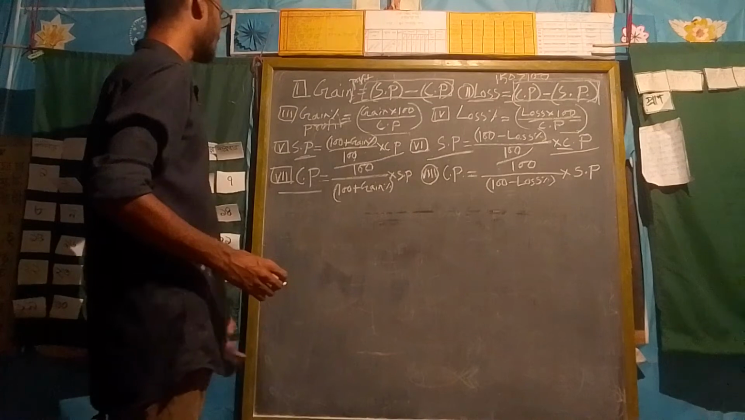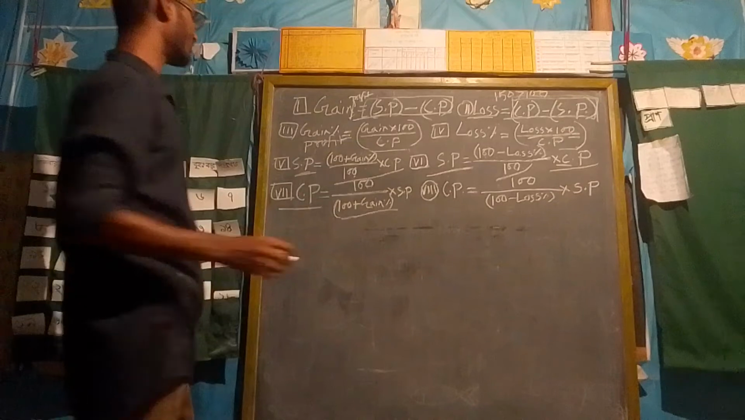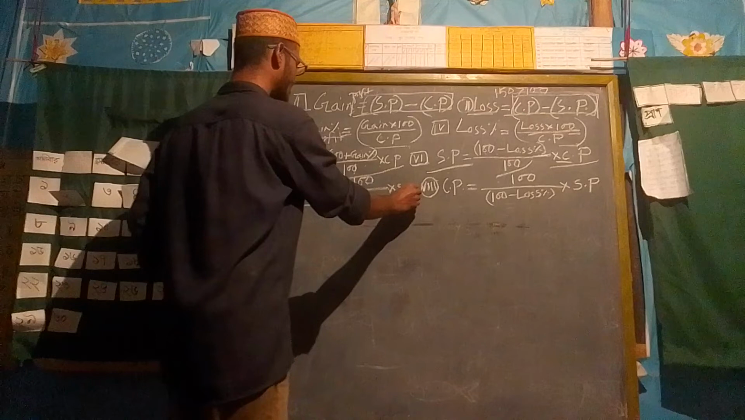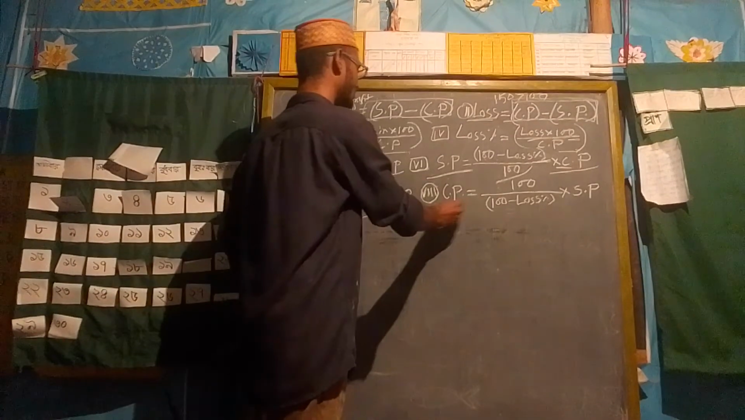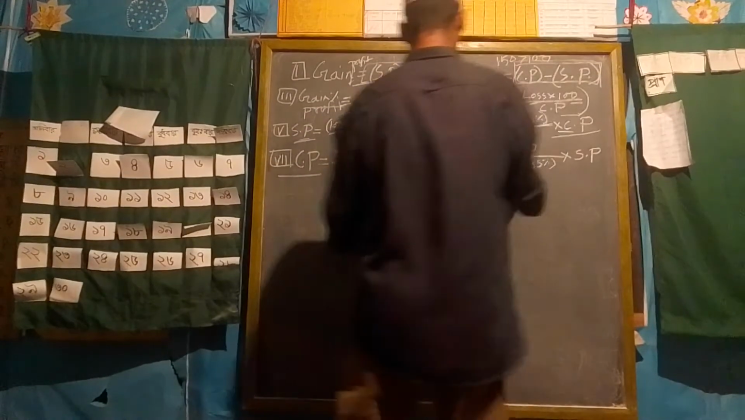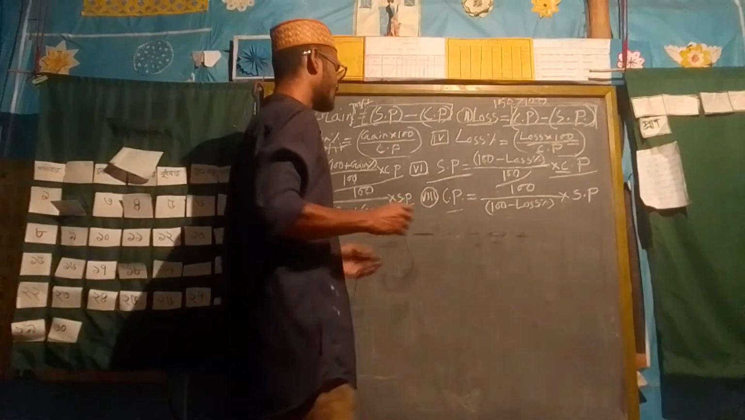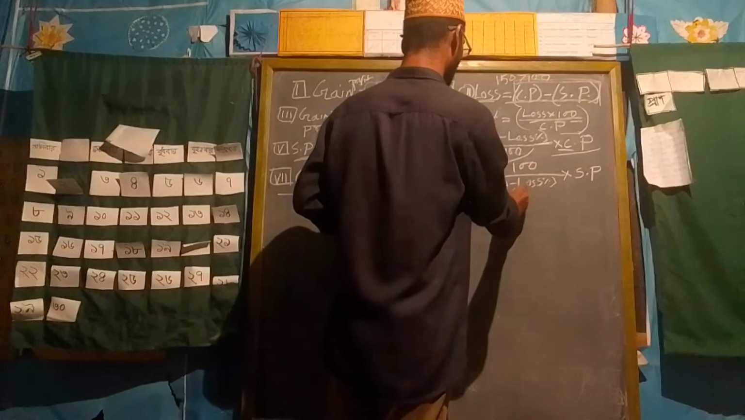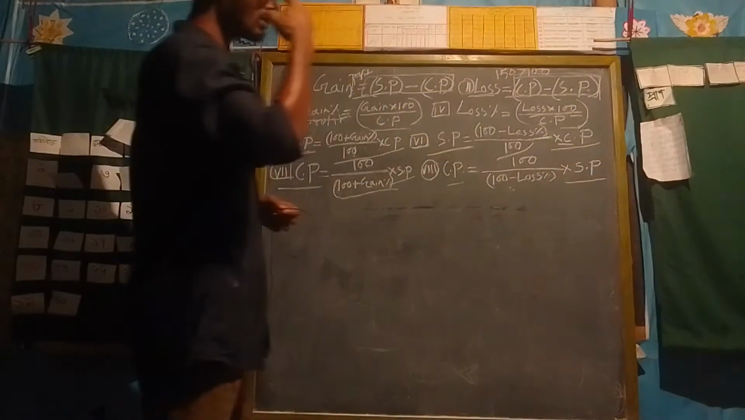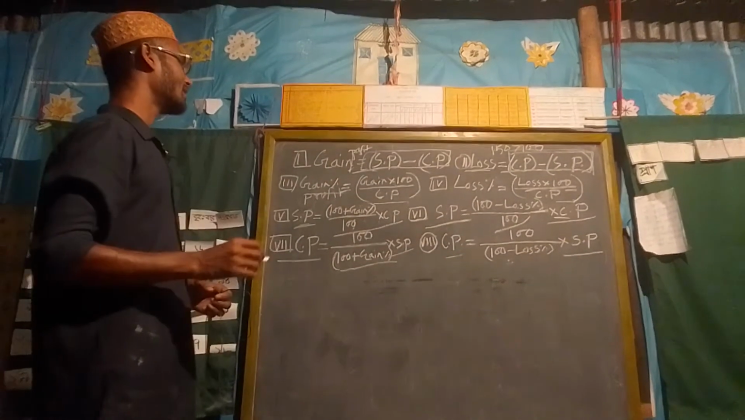Then let's go to the identification of cost price. If gain percentage is given, then cost price equals 100 divided by 100 plus gain percentage, into the selling price. And if loss percentage is given, how can we identify the cost price? Then cost price equals 100 divided by 100 minus loss percentage, into the selling price. Please have a look at the board for the equations and formulas before we move on to start our examples.